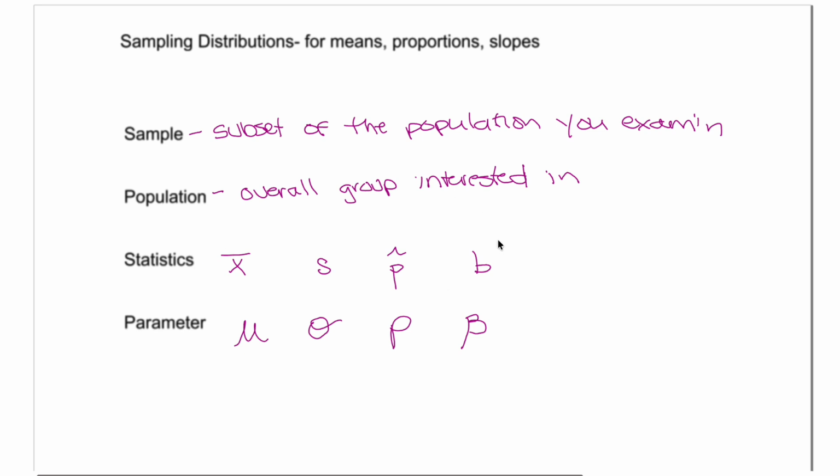Statistics. Here are a couple notations for statistics, which basically means the sample. So when you're doing a sampling distribution, x bar means the mean for the sampling distribution, s means the standard deviation for the sampling distribution, and p hat means the proportion for the sampling distribution. And beta, I bet it's slope, right? It's a linear slope. Yeah, it's all Unit 8 stuff.